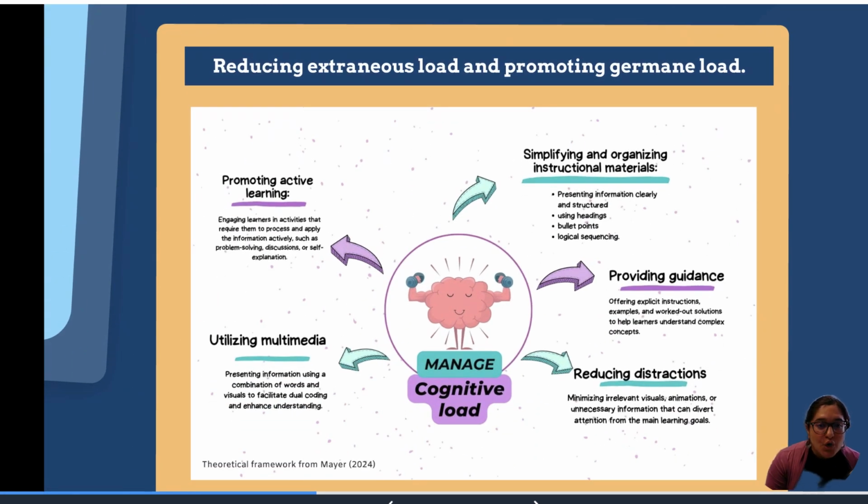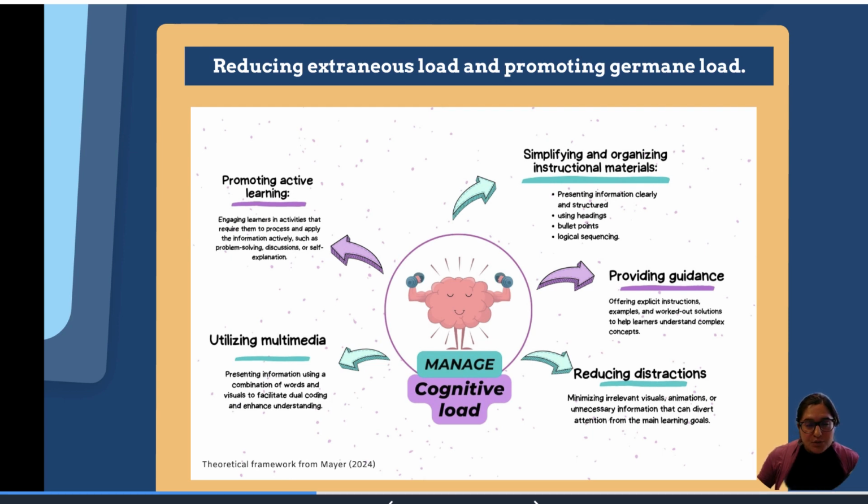Okay, so what are these strategies to reduce extraneous load and promote germane load, right? So Mayer also provides us with strategies that we can use, how to be intentional and how we can manage that cognitive load, right? Remember that we're talking about reducing the extraneous load and promoting germane load. We're not talking about the intrinsic cognitive load, because that is inherent to the subject matter.